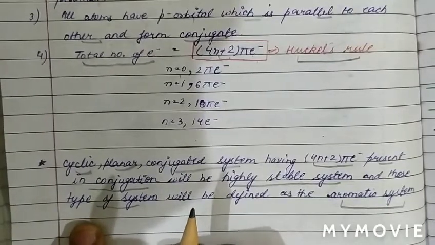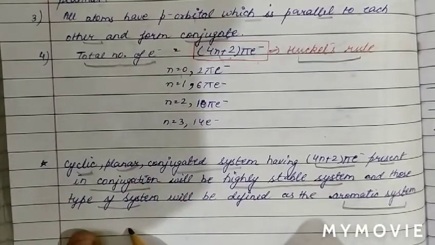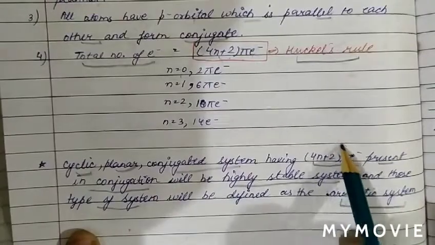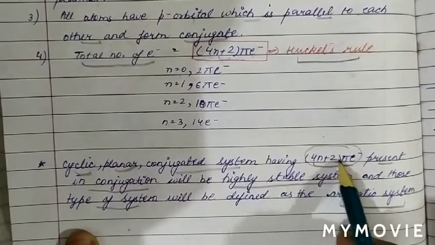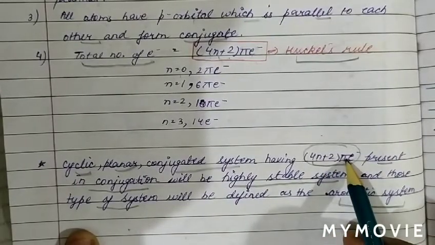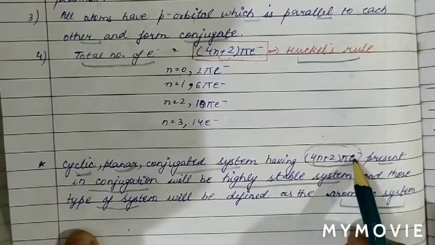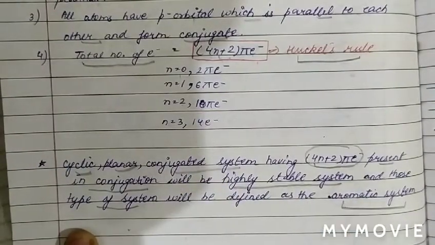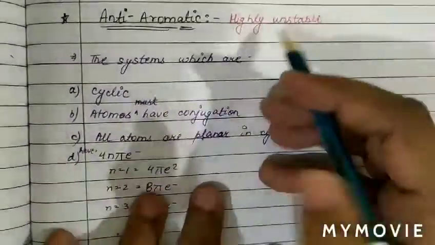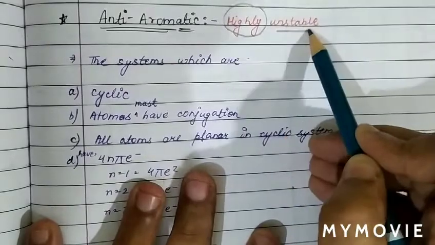So the first system we have discussed is the aromatic system. Now we will discuss the anti-aromatic. All conditions of aromatic and anti-aromatic systems are the same except one: the number of pi electrons in the cyclic ring changes. In an aromatic system there are 4n plus 2 pi electrons in the ring, but in an anti-aromatic system the number of electrons in the ring is 4n pi only. As aromatic is highly stable, anti-aromatic is highly unstable.